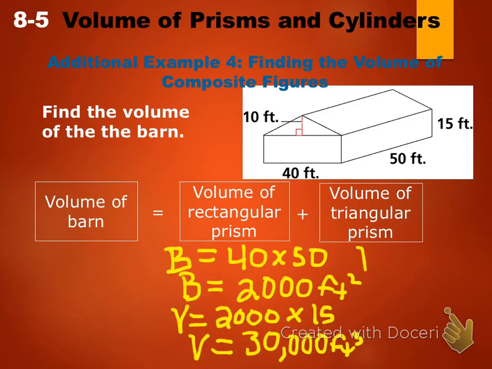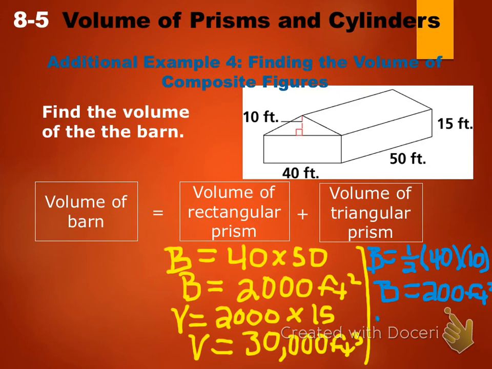Okay, so now we need to find the volume of the triangular prism. Remember the triangle, the base of the triangle is going to be 1/2 the base, which would be 40, times the height of the triangle, which is 10. So the area of the base would be 200 feet squared.